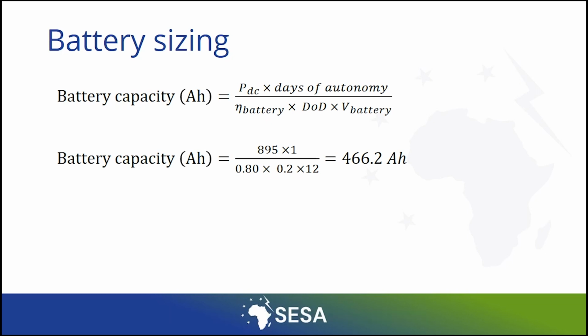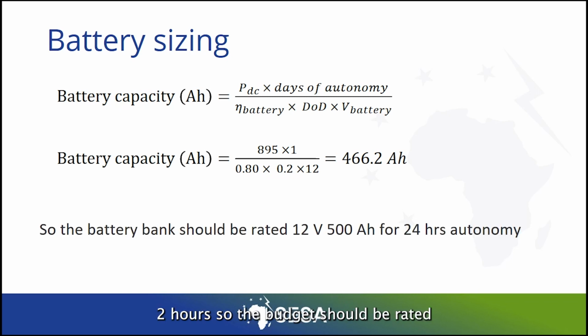So our load here is 895, and we are assuming 1 day, that is 24 hours of autonomy. The battery efficiency is 0.80, that is 80%, then the depth of discharge, and 12 volts. So we will require 466.2 amp hours capacity. So the battery bank should be rated 12 volts, 500 amp hours for 24 hours autonomy.